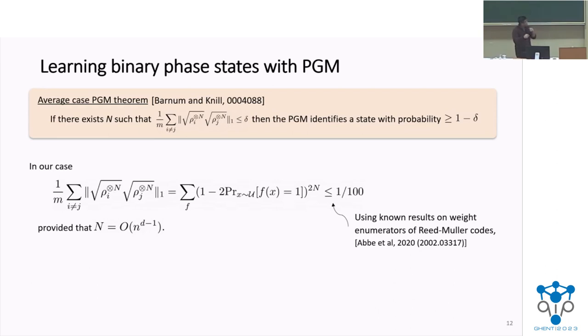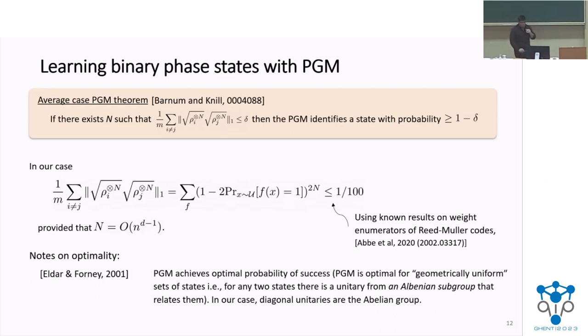So here we're summing over all the functions in the ensemble. And we're looking at this 1 minus 2 times the probability that f of x equals b, where x is now uniformly sampled from {0,1}^n. And you can show that this is less than or equal to some small number, provided that you have a large order of n to the power d minus 1 samples. And the way we do this is we use known results on weight enumerators of Reed-Muller codes.